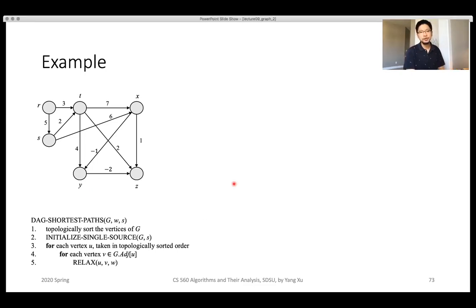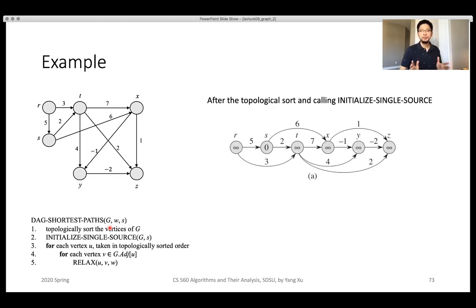After line 1 is executed, after the topological sort is done, let's assume the input graph will have such a new view. All the vertices are placed in such an order that all the edges are pointing from left to right. That is the desired result from the topological sort.